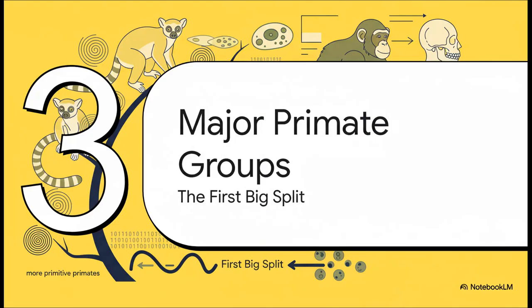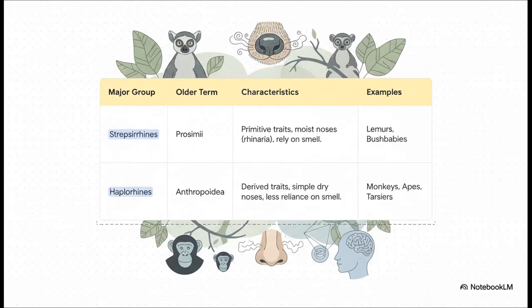All right, with that vocabulary down, let's actually apply these tools to the primate family tree. The very first big split in the primate order creates 2 fundamental branches, and they really highlight the difference between the more primitive and the more modern primates. This table shows that split perfectly. You've got the strepsirrhines, who hang on to primitive traits like a wet nose, which means they rely a whole lot on their sense of smell. And then you have the haplorhines. That's the group that includes monkeys, apes, and us. We have simple, dry noses, and we depend way more on our vision than on smell.